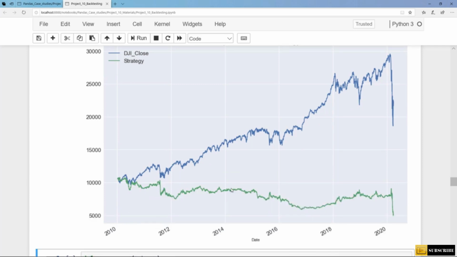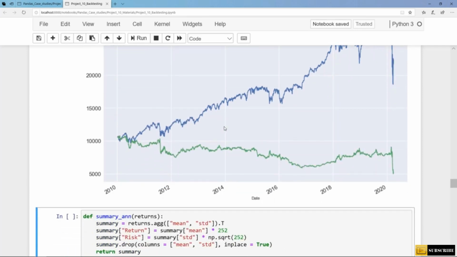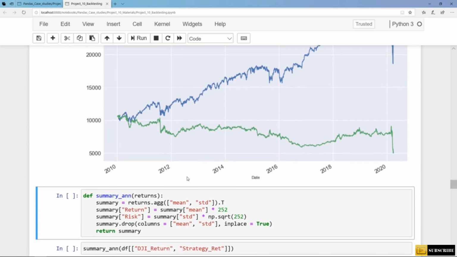And finally, we can also calculate annualized risk and return for both strategies. So we can create here the function summary annualized. And first of all, we can aggregate and calculate the average or the mean daily return and the standard deviation of returns.